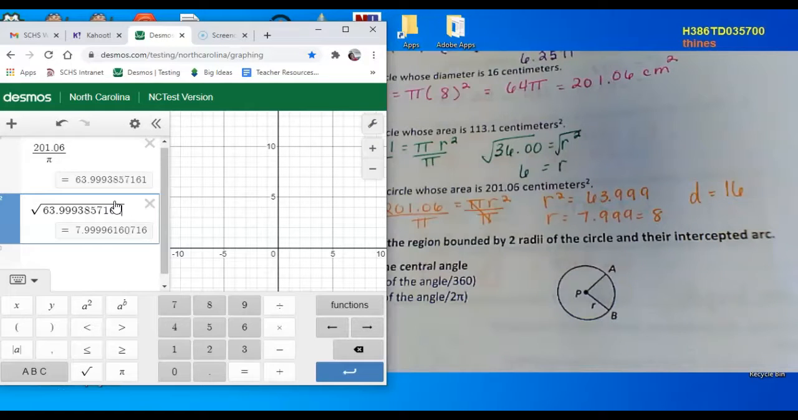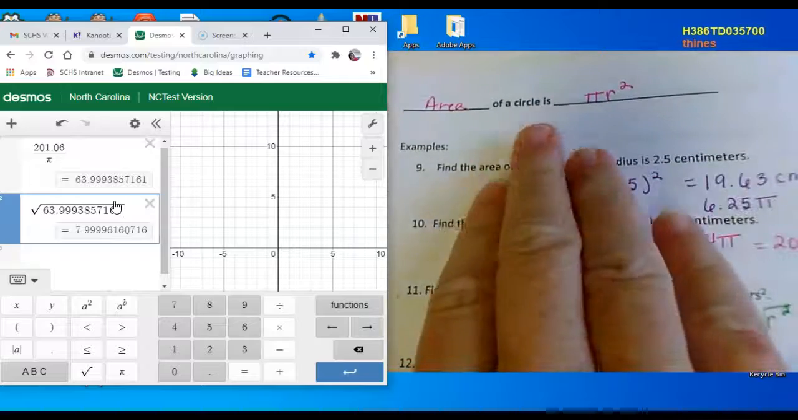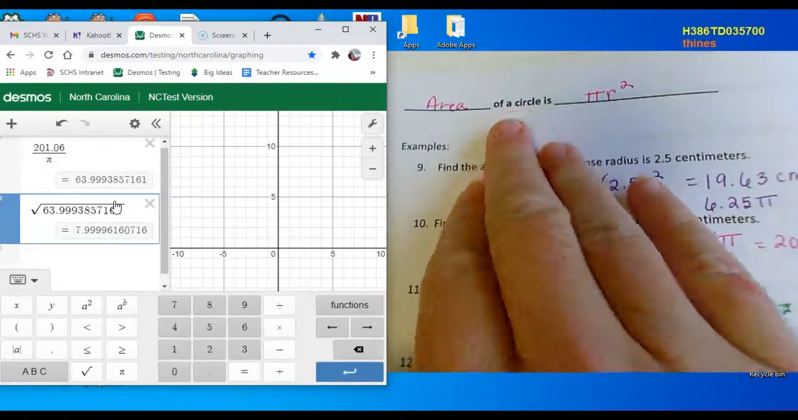Alright, so that was area. On the other side we found circumference, and then we found arc length, which was a portion of the circumference. You're going to do the same thing here. This is area, and now we want to find a portion of the area.